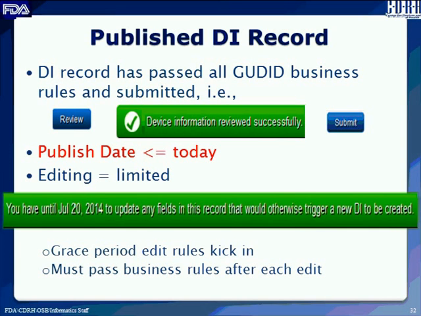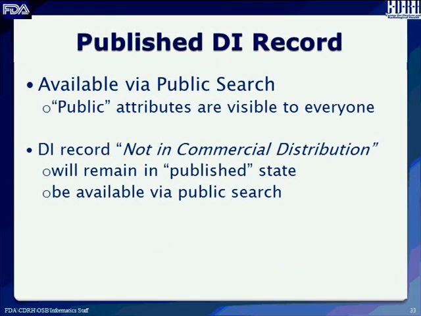But just remember that any record that's published is available for public search. Not all attributes are available via public search. Only the publicly releasable attributes are visible. And for a list of publicly releasable attributes, please refer to the data elements reference table on our website. Pretty much, I would say 90% of the attributes are available for the public to view. There are very few attributes that they actually withhold.